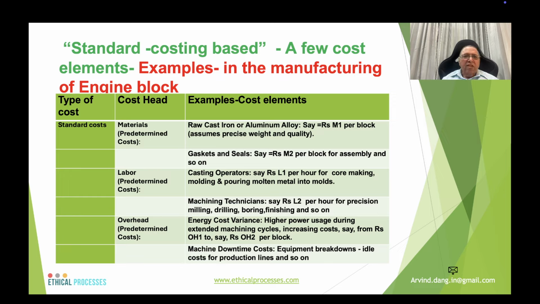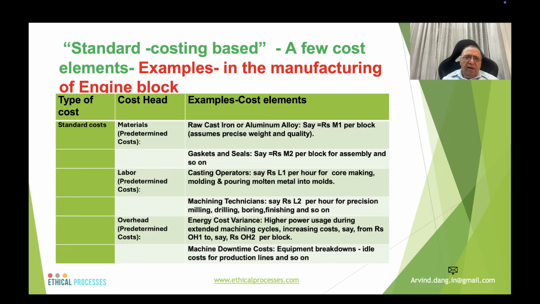So, for example, in the case of engine block, the materials are raw cast iron or aluminium alloy. Let's assume that cost is rupees M1 per engine block, assuming precise weight and quality, and two gaskets and seals, say rupees M2 per block for assembly and so on and so forth. And likewise, there can be many other cost components.